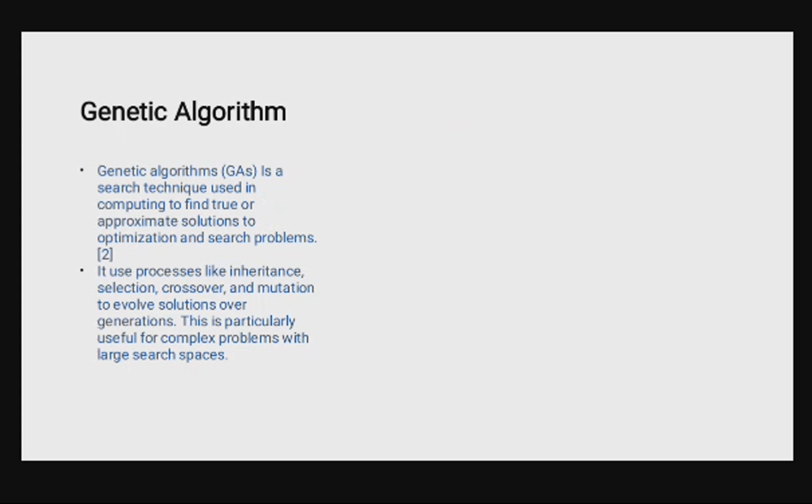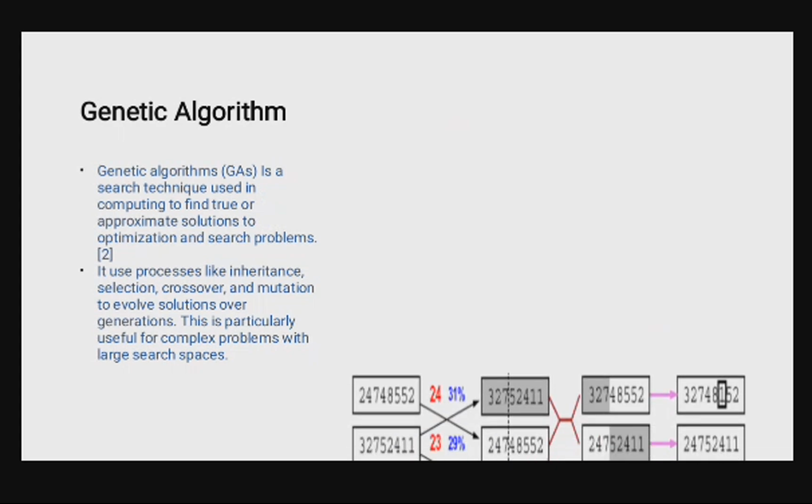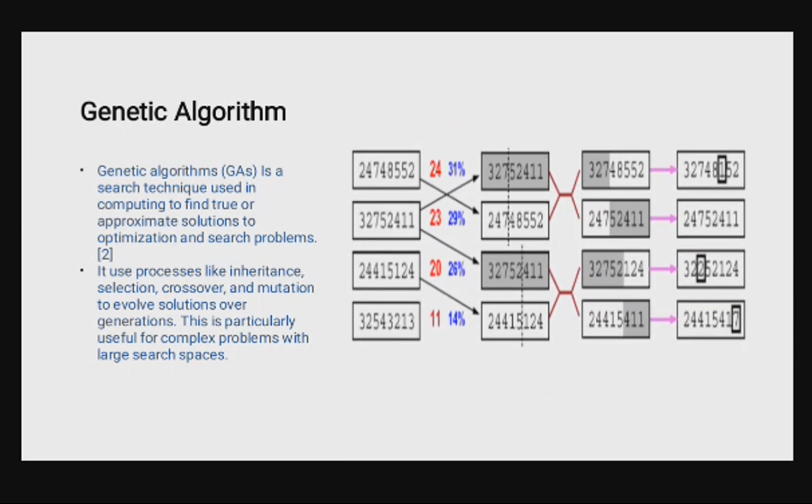This is used most especially in complex problems with large search spaces. It's normally used whereby you have a complex search space, whereby there are very many things that the algorithm has to do, like it has to go through a lot of data.